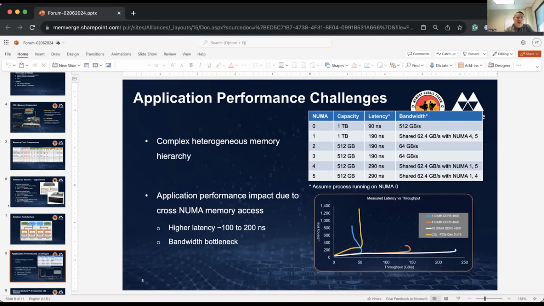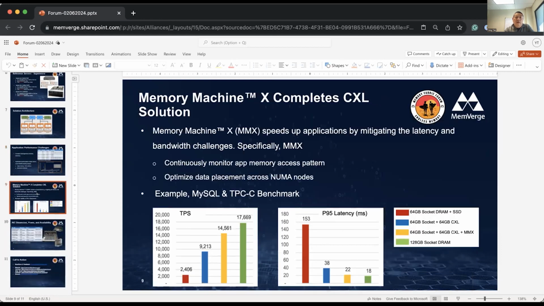So that's actually where we come in from a Memory Machine perspective. Our product is called Memory Machine X, and what we do is essentially mitigate all these impacts, both in terms of latency and bandwidth impact. Specifically, we continuously monitor the application's memory access pattern, and then we optimize the data placement across NUMA nodes so that we give you the highest performance.